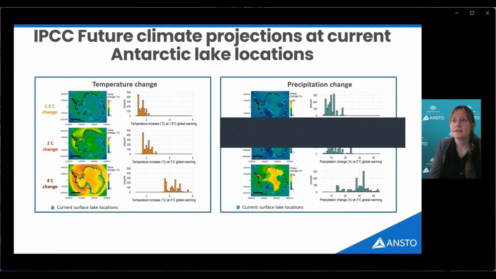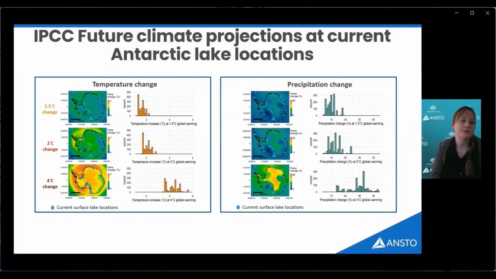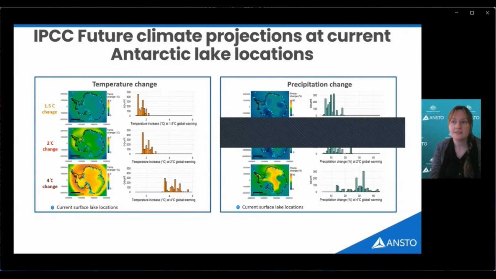So these maps here are showing the IPCC shapefile images of changes in temperature and precipitation in Antarctica that are expected under 1.5, 2, and 4 degrees Celsius temperature change or global warming scenarios. The bar plots next to the maps are showing the change in temperature and precipitation at each of those lake locations for each of those global warming scenarios.